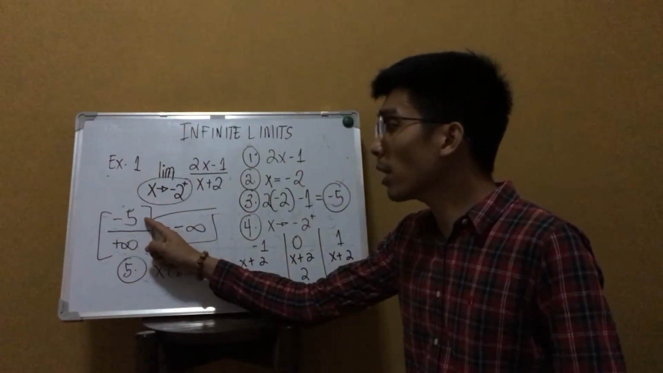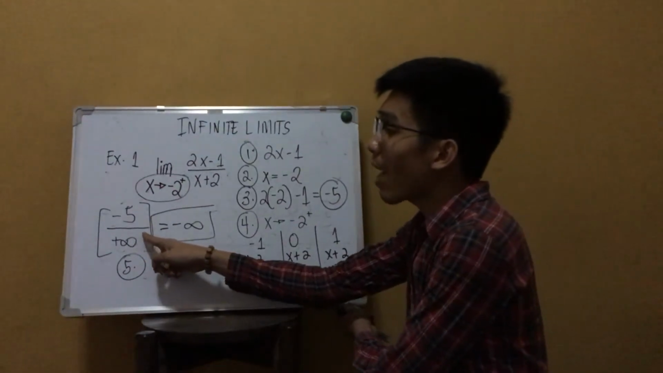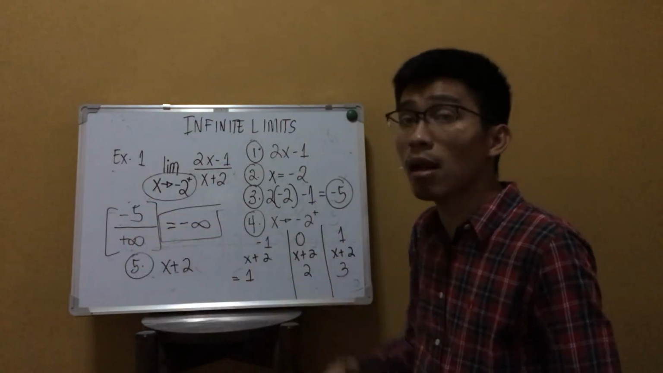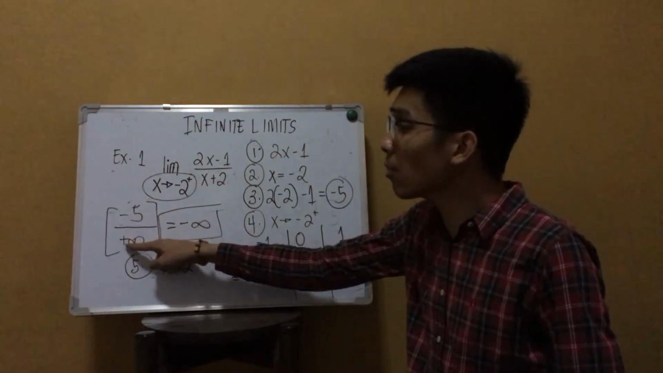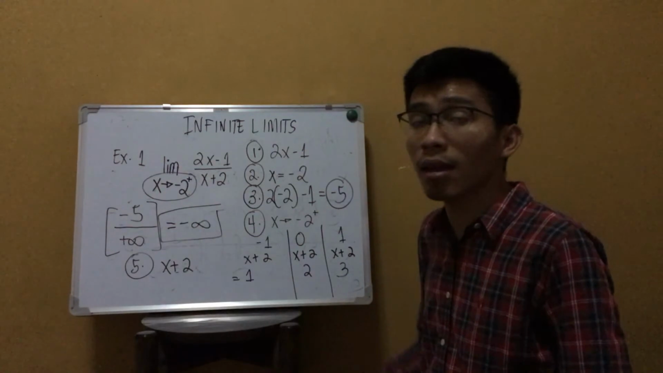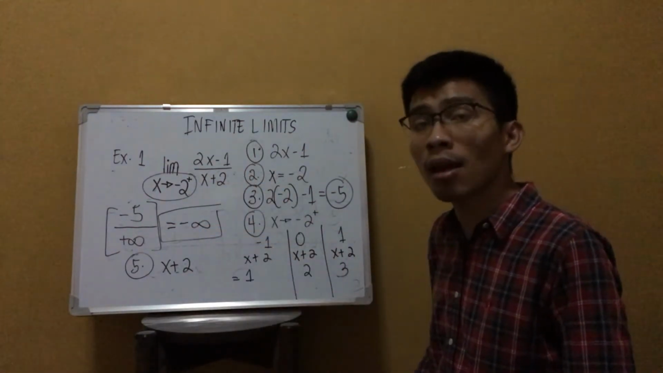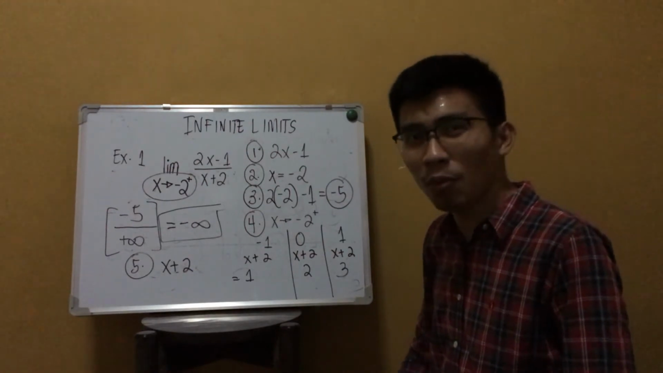So afterwards, that is considered to be your denominator. After getting your numerator and denominator, you have to divide the signs. The sign of my numerator is negative, and the sign of my denominator is positive. Negative divided by positive is negative infinite. In short, the limit of this problem is negative infinite. Am I clear to everyone?